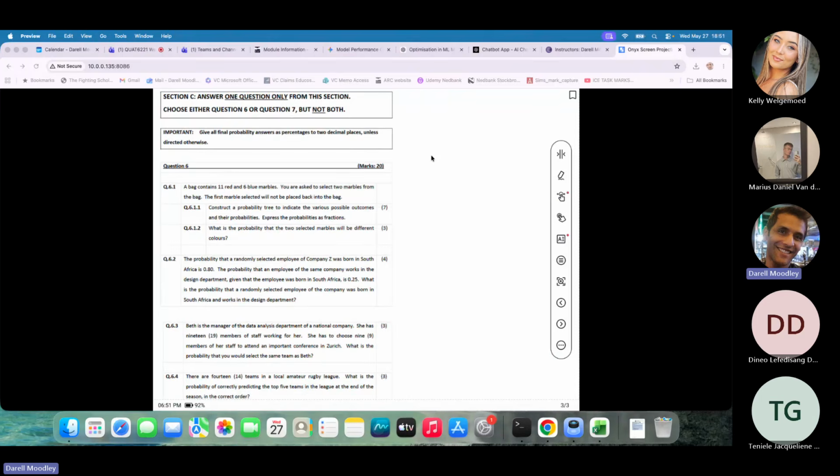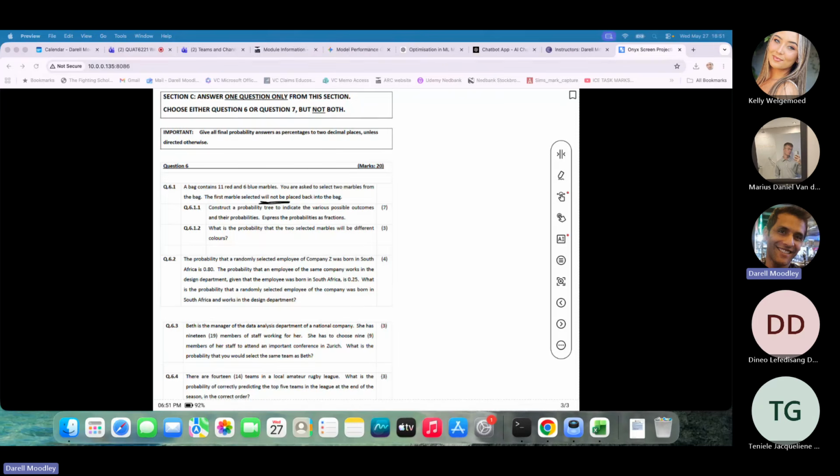Okay, question 6. This tests you on probability. Let's look at the first question here. A bag contains 11 red and 6 blue marbles. You are asked to select 2 marbles from the bag, and the first marble that's selected will not be placed back into the bag. So this is sampling without replacement.